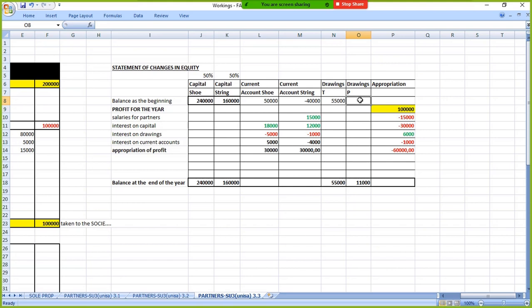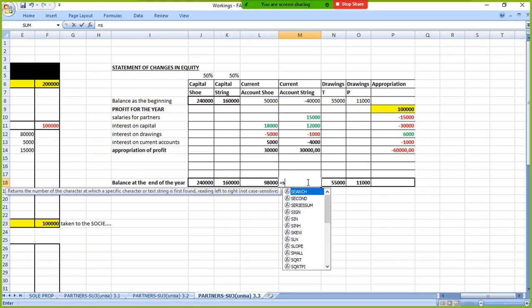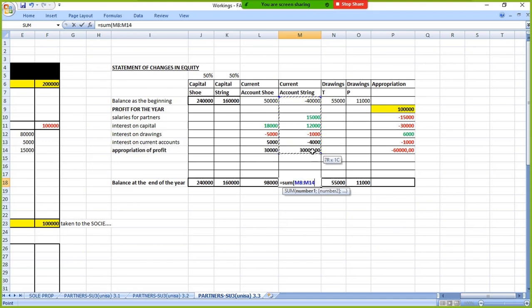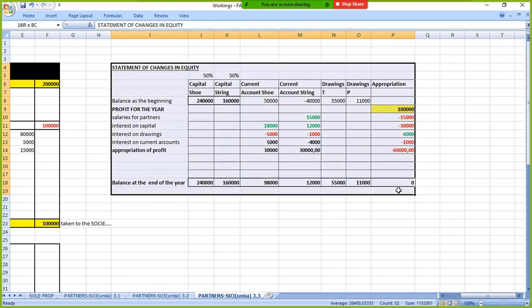There weren't any additional drawings. If there was, the question would have stated it. Okay, and then you need to add up that, and then you need to add up this. Always double check if you've done it correctly by adding up this last column. You should get 0. And you do. Okay, well done. All right, so now take this and disclose that on the face of the statement.